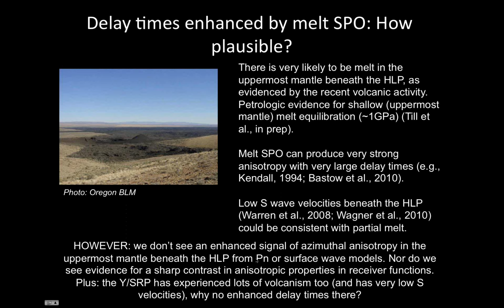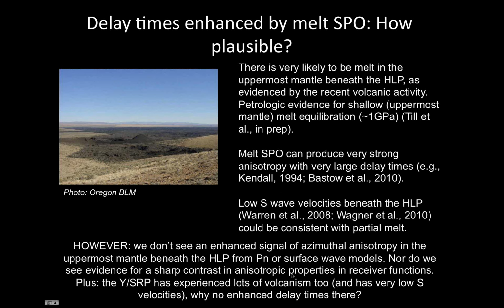The problem, though, is that if there is partial melt that's contributing a shape-preferred orientation effect, that should really be an effect that's likely pretty confined to the very uppermost mantle where these melts are equilibrating. We don't see an enhanced signal of this azimuthal anisotropy in either of the depth-dependent models that I showed a couple of slides ago. We also don't see evidence for a sharp contrast in anisotropic properties in the receiver functions.